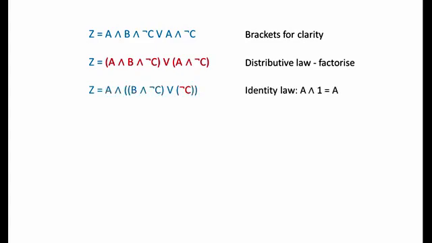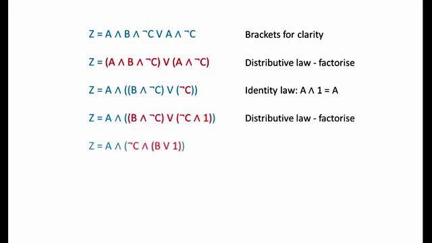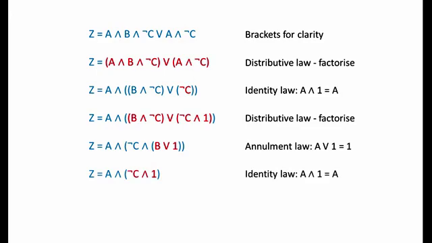My next move is to use the identity law to change NOT C into NOT C AND 1. This might seem like a pointless move, but look at what I do next. I'm going to factorise again, but this time I'm pulling NOT C out of the expression. By doing so, I've revealed an opportunity to use the annulment law. B OR 1 becomes 1, and this has revealed an opportunity to use the identity law. NOT C AND 1 becomes NOT C. There's my final expression.